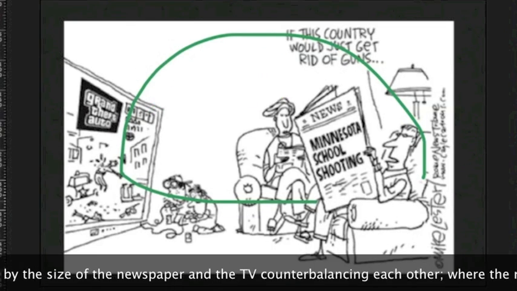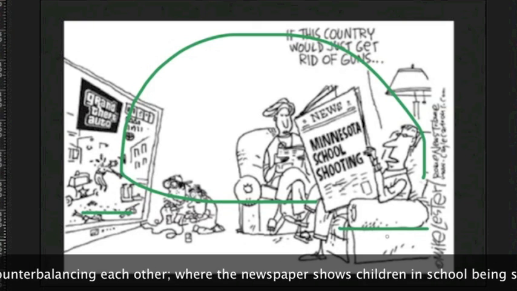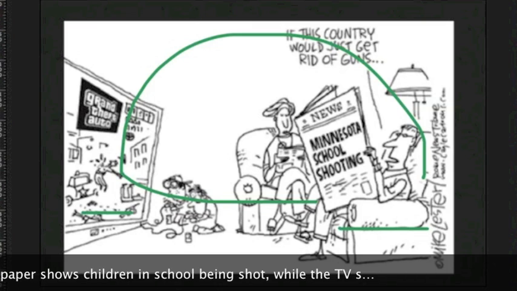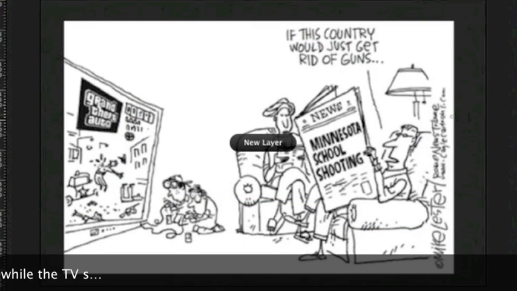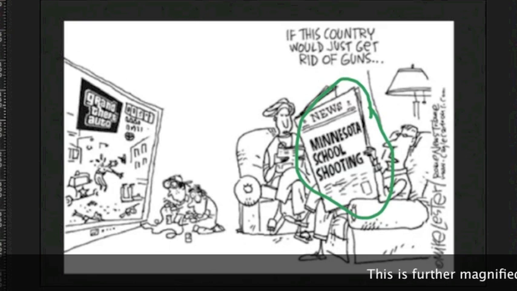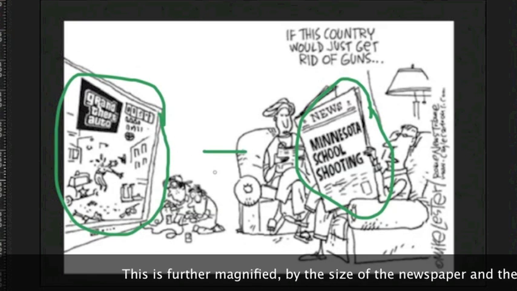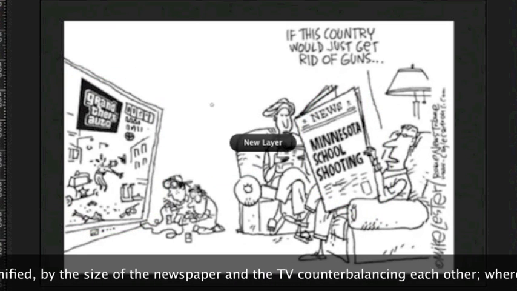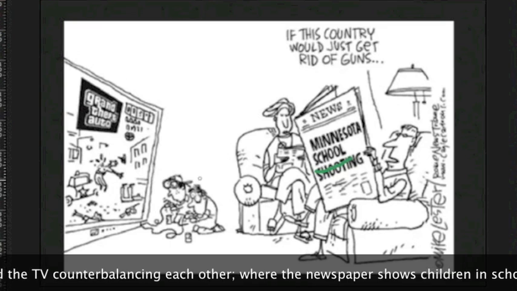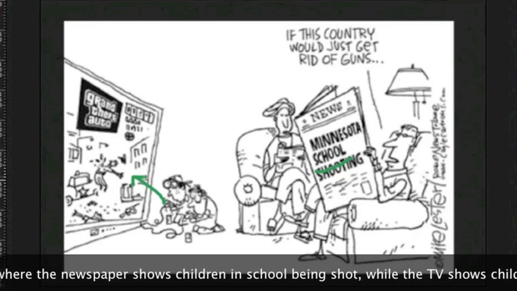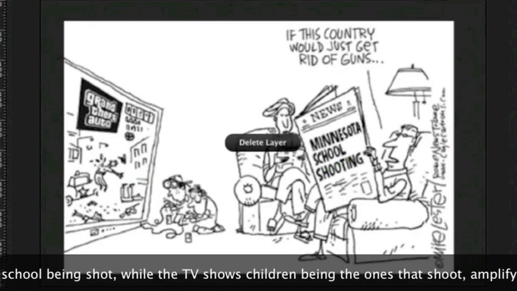He also puts the father on one side and the children on the opposite side of the room, symbolizing the idea that they're carrying contrasting ideas. This is further magnified by the size of the newspaper and the TV counterbalancing each other, where the newspaper shows children in school being shot, while the TV shows children being the ones that shoot, amplifying the irony.